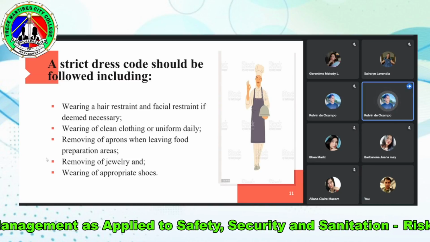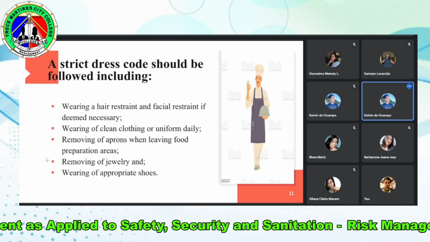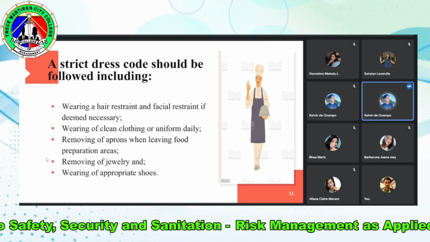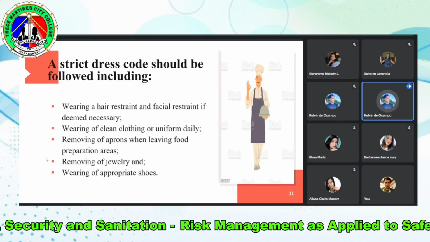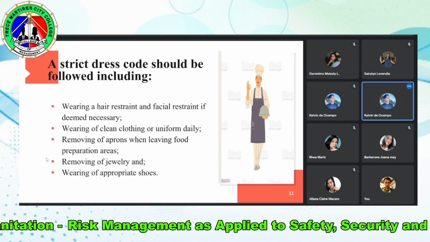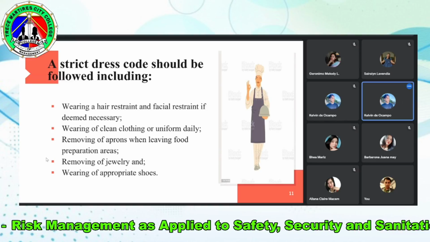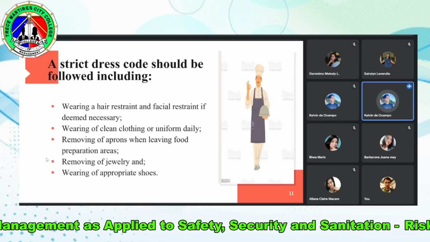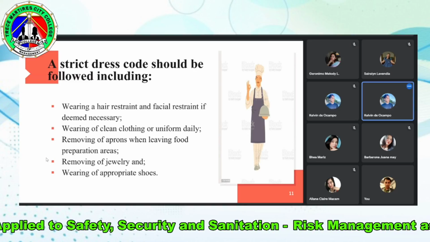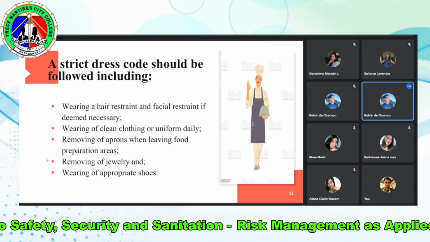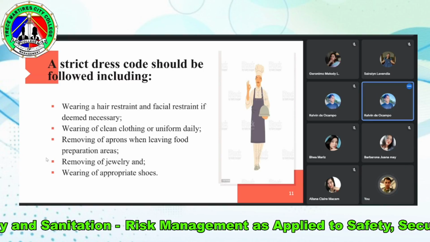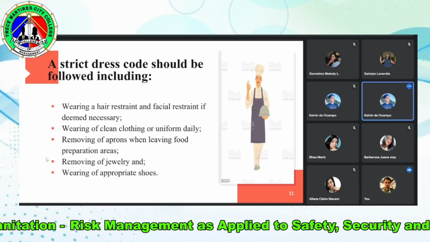Sir, pwede ko po ba i-try? Yes, sure. Sir, kasi po, yung mga uniform po na ginagamit ng mga empleyado is may proper function po. Halimbawa po, sir, required sa mga uniform na magkaroon ng gloves. So may purpose po 'yun, para not to contaminate yung pagkain. Okay. Yes, that's correct.